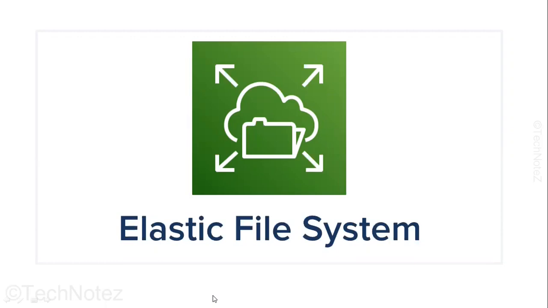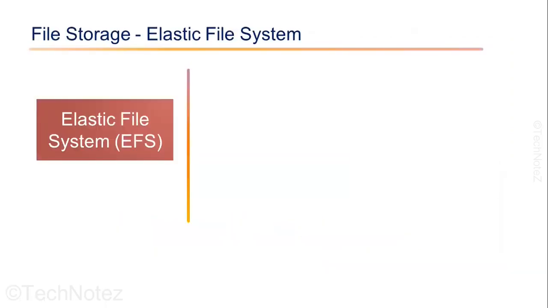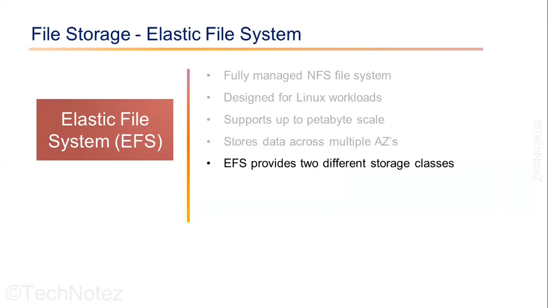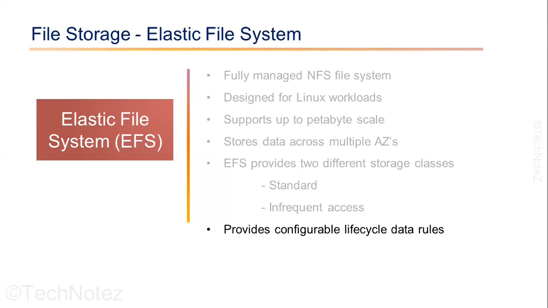Next, let's talk about Elastic File System. Elastic File System or EFS is a fully managed NFS file system and it is designed specifically for Linux workloads. EFS is similar to EBS and it can scale up to petabytes of data. EFS can store the data across multiple availability zones so you get the durability by default. EFS provides two different storage classes, standard and infrequent access, and it also provides configurable lifecycle rules to transition the data between different storage classes.